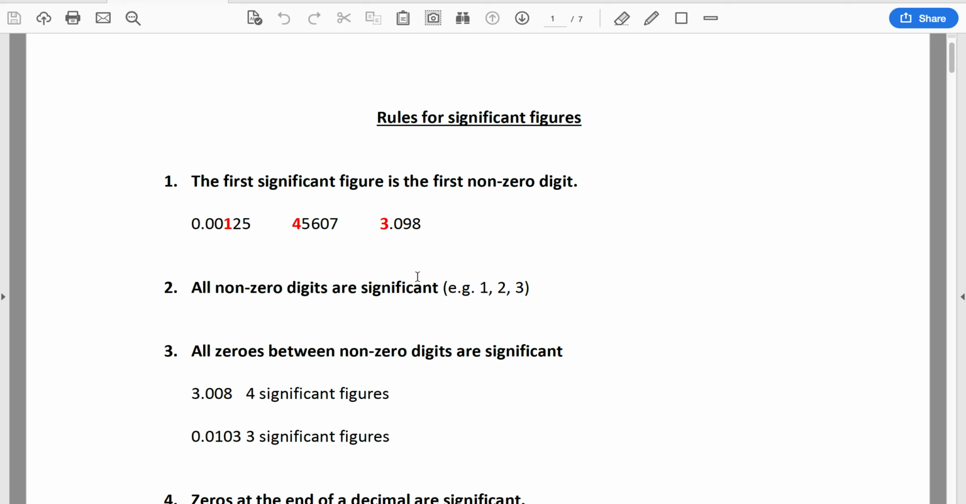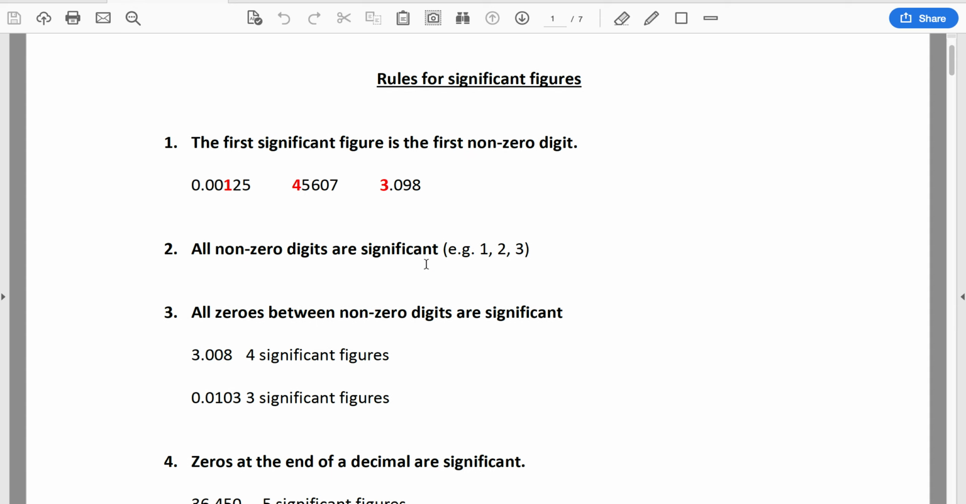You should have in front of you a sheet that looks like this, rules for significant figures, and a series of sheets that has some examples and some practice in it. I'm going to take you through just a few examples with each, but then I'm going to get you to finish off that sheet, and you'll be able to check your answers as well.